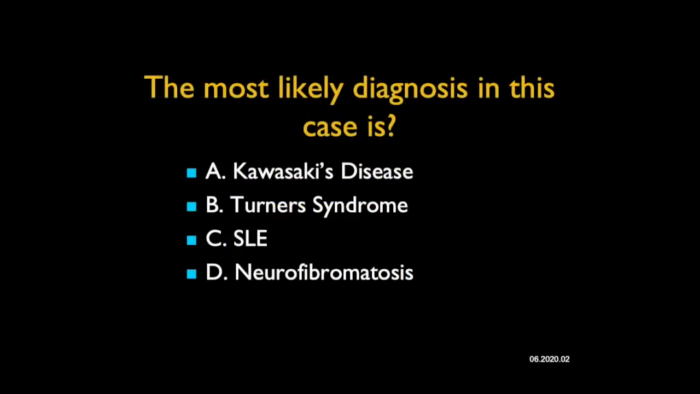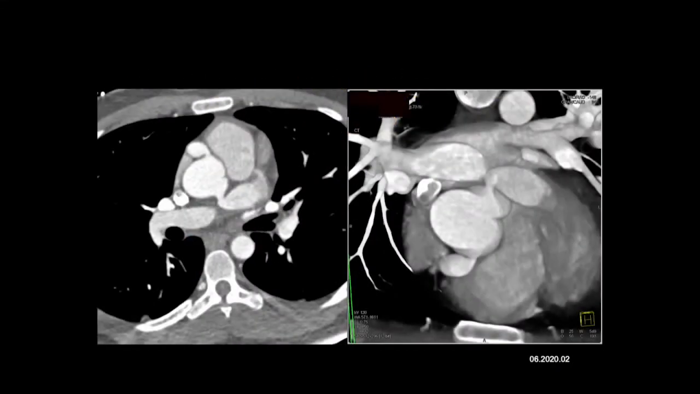The most likely diagnosis in this case, beautiful case. What you see are coronary artery aneurysms, right coronary and left coronary artery. What gives you multiple coronary artery aneurysms? Well, if I told you the patient was a teenager, very simple, it's Kawasaki's disease.